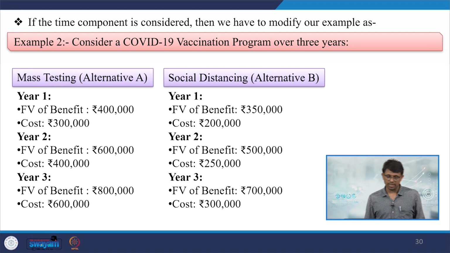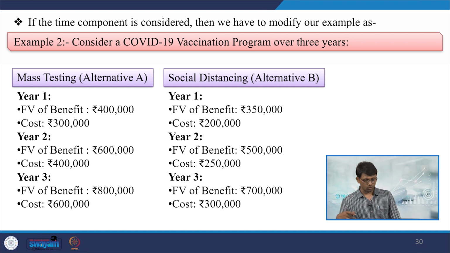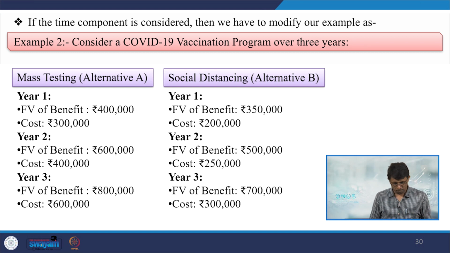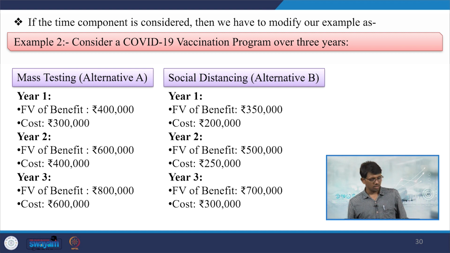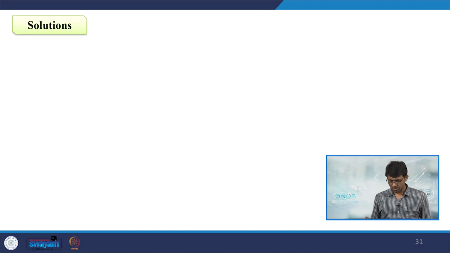If the time component is considered, then we have to modify our example as well. So, consider a COVID-19 vaccination program over 3 years, with mass testing and social distancing; now we are including year-wise figures. First year, second year and third year. In the first year the benefit is 4 lakh, cost is 3 lakh, then second year it is 6 lakh and 4 lakh, and accordingly other years we have mentioned. Similarly for social distancing also the figures are mentioned before you.